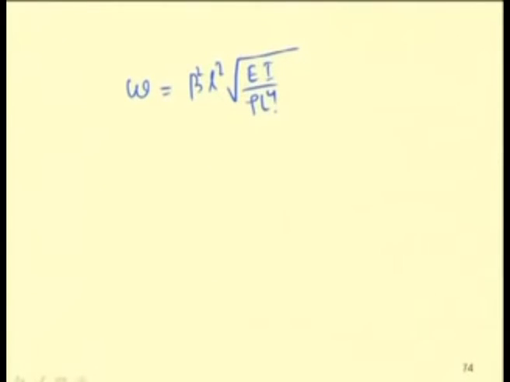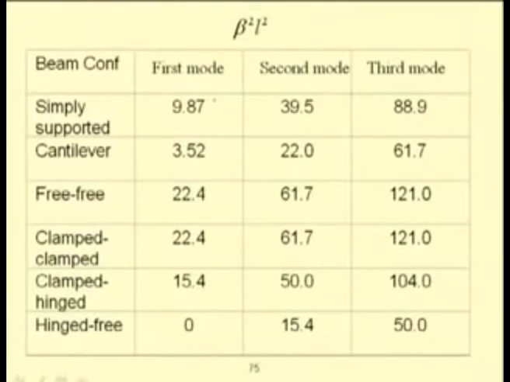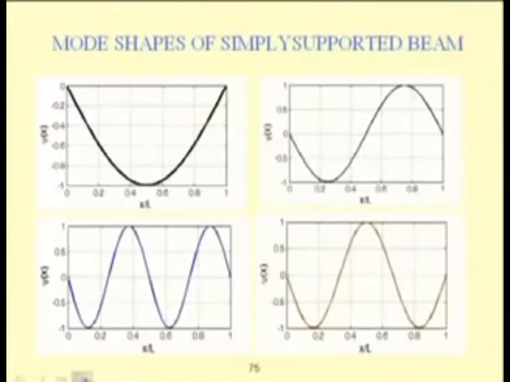So, for different boundary conditions, the first three modes have been calculated. For example, in case of simply supported, beta square L square will be pi square, and the second mode is 4 times the first mode and the third mode is 9 times the first mode. Similarly, for different boundary conditions, they have been found like this.